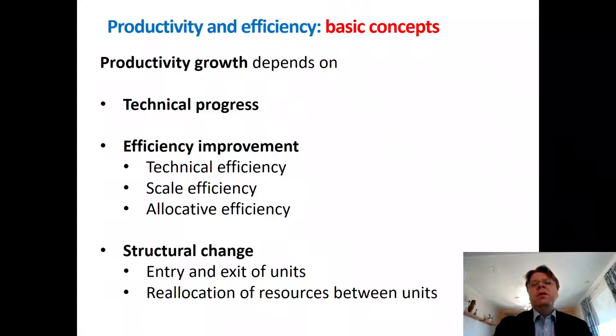And then if we think about this industrial organization literature in economics, they are mainly interested in the structural change, especially entry and exit of firms and resource reallocation between the firms. Very often the structural change is discussed as the impact of entry and exit of firms on the industry productivity. But actually, these kinds of structural changes can also occur within the firm. So there might be entry and exit of plants or other units within the firm. And there can also be reallocation of resources between the plants or units within the firm.